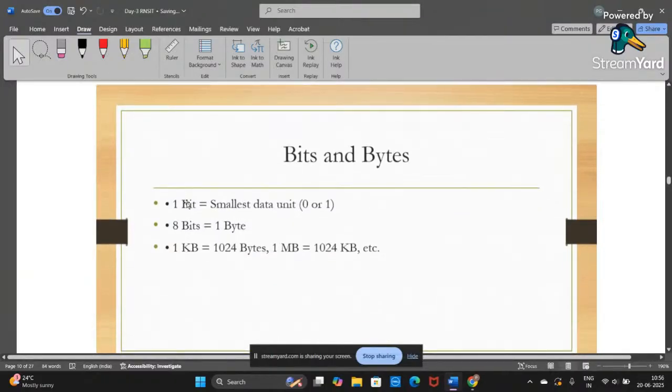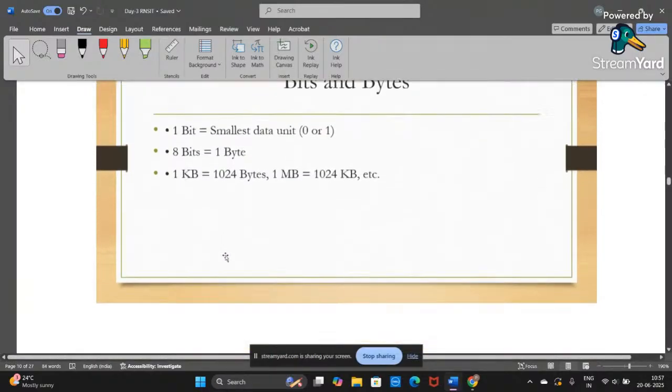Now, 1 bit is equal to the smallest data unit, 0 or 1. 8 bits is equal to 1 byte. 1 kilobyte is equal to 1024 bytes. 1 MB is equal to 1024 KB. This you need to remember.